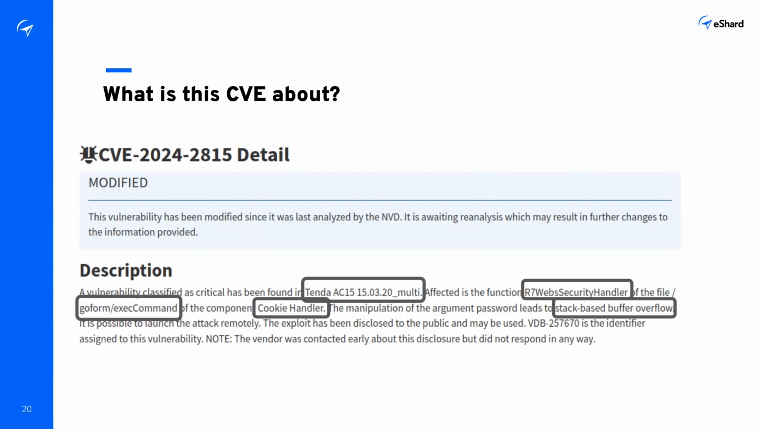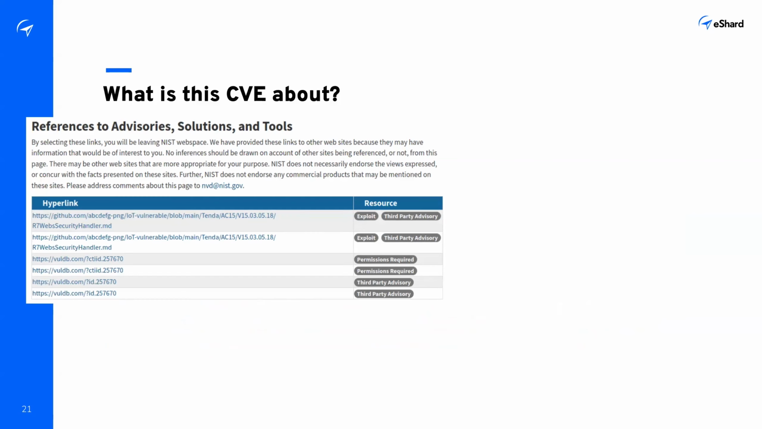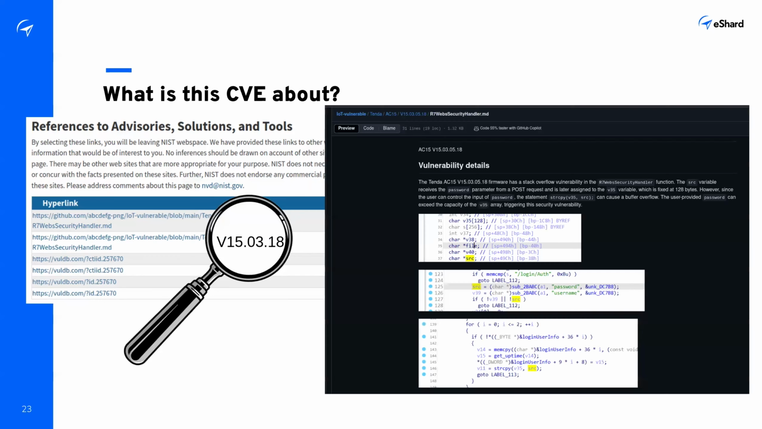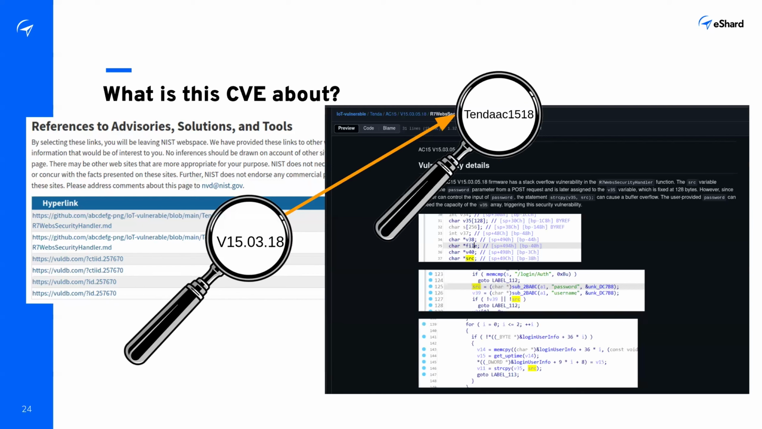So let's keep going. In the NIST, you also have resources, references with the vulnerability itself. In that case, we had a GitHub repository, but weirdly enough, it's mentioning the version 15.03.18, which is different from the reported vulnerability in the first main description of the NIST. If we go on that GitHub, we do still see that it is Tenda AC1518. Turns out the vulnerability is actually on the 1518 version of the router, or of the firmware rather.